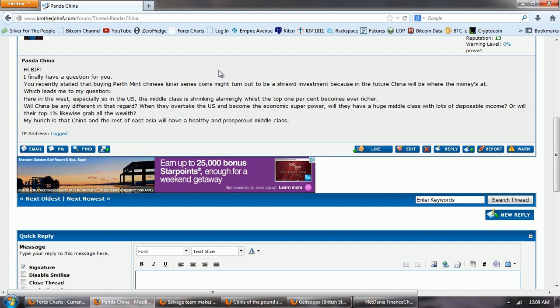Which leads to my question. Here in the West, especially so in the US, the middle class is shrinking alarmingly, whilst the top 1% become ever richer. Will China be any different in that regard when they overtake the US and become the economic superpower? Will they have a huge middle class with lots of disposable income, or will their top 1% likewise grab all the wealth? My hunch is that China and the rest of East Asia will have a healthy and prosperous middle class. That's my hunch as well.